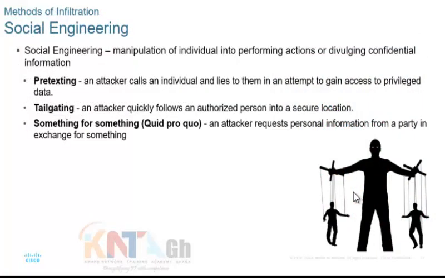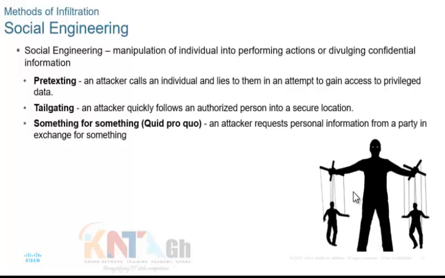Methods of infiltration. We want to look at the methods these attackers use. And the first one is social engineering. Social engineering is just the manipulation of the individual into performing an action or divulging confidential information. And under social engineering, we have pretexting, we have tailgating, and then we also have something for something, which we call the quid pro quo.